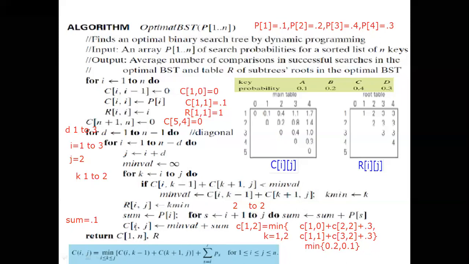Then C of ij, that is 1, 2. The minimum value is 0.1, and 0.1 plus 0.3, what is the value? It is 0.4. For 1, 2 we will update 0.4. Like that, for each value this loop is going to execute and return. What is the value? C of 1, n. That means this particular table or multi-dimensional array is going to return 1, comma R. What is the R? R is this particular one. It's nothing but this multi-dimensional array. This 2 it is going to return.